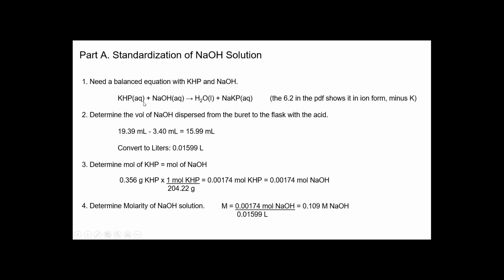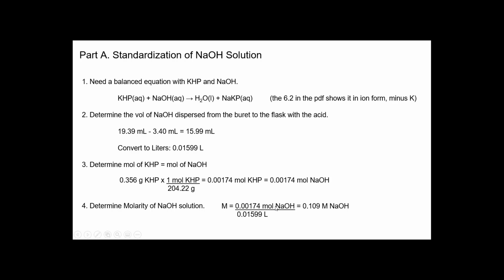All right, so I balanced this out, and now I'm going to determine the volume that was dispensed from the burette. So I have that. That was given to me in my initial and my final, and I converted to liters. Now I'm going to determine the moles of KHP. So I was given this mass sample, and I'm going through stoichiometry to determine the moles. Because this is a 1-to-1 ratio, once I determine the moles of KHP, I now know my moles of sodium hydroxide.